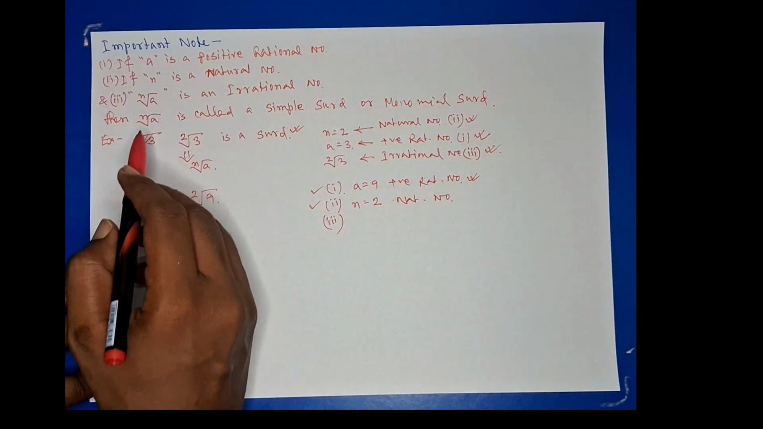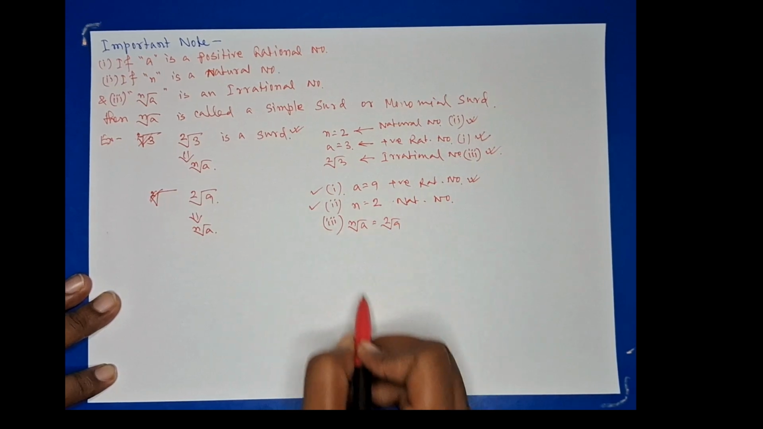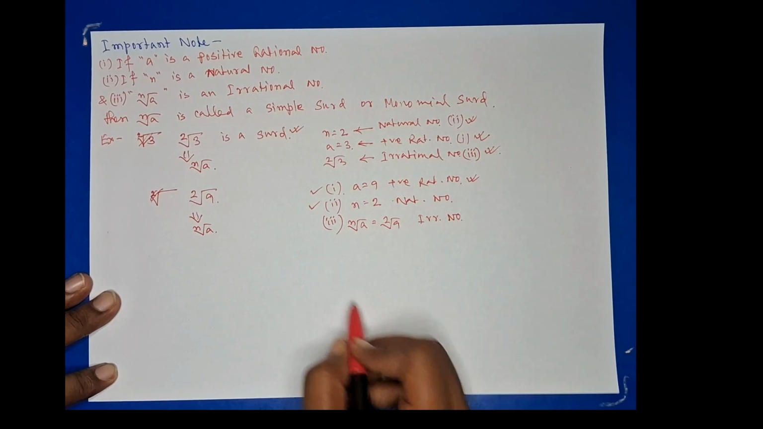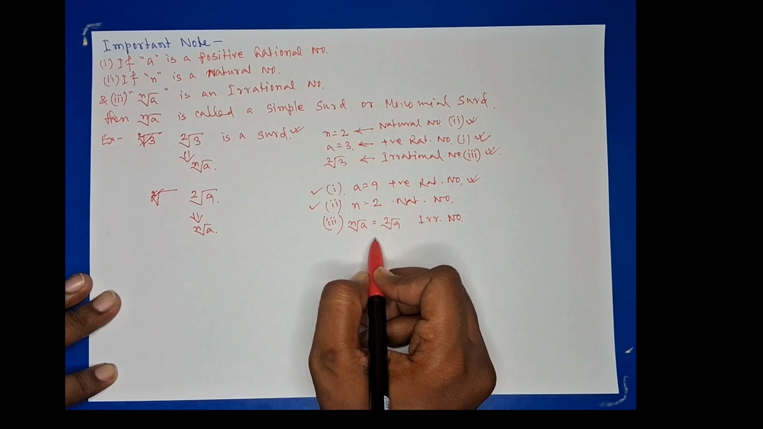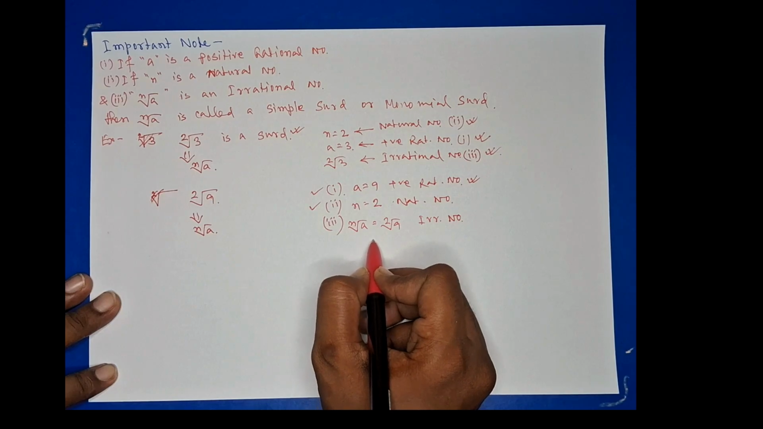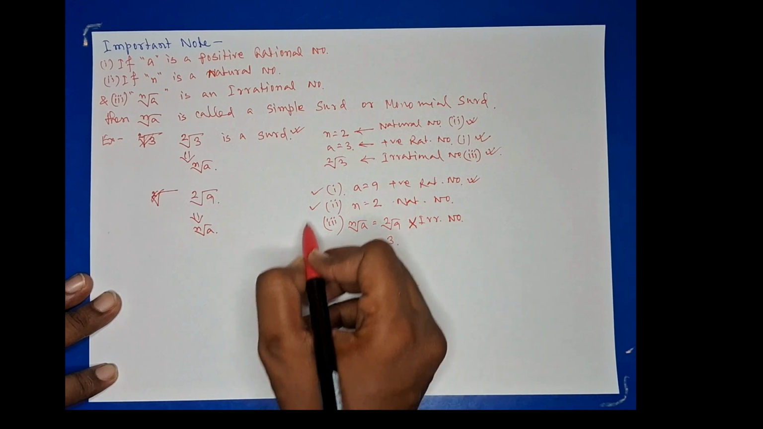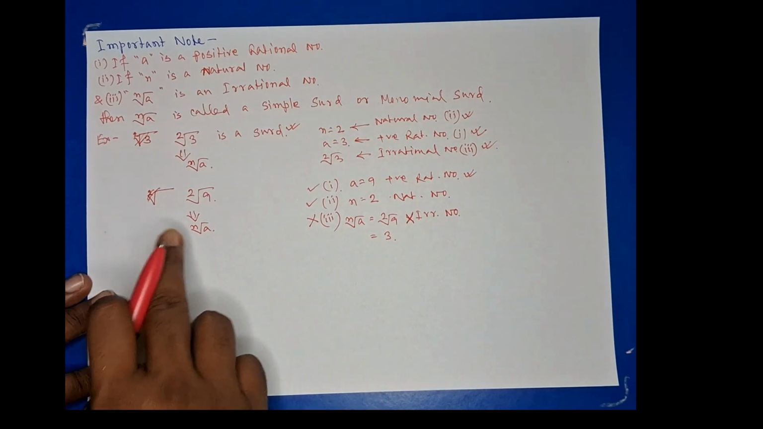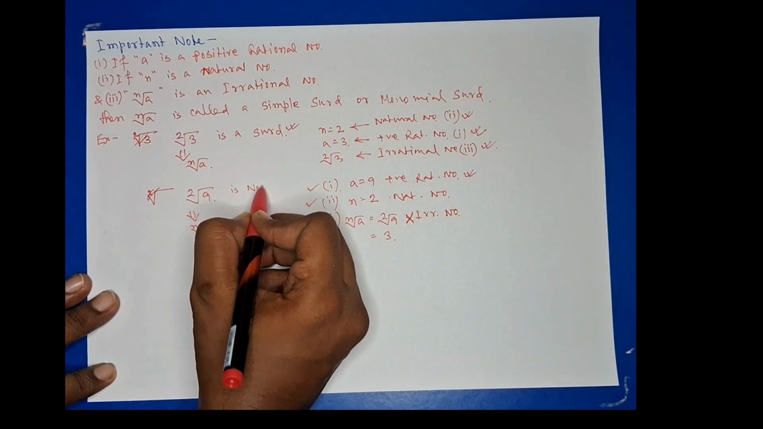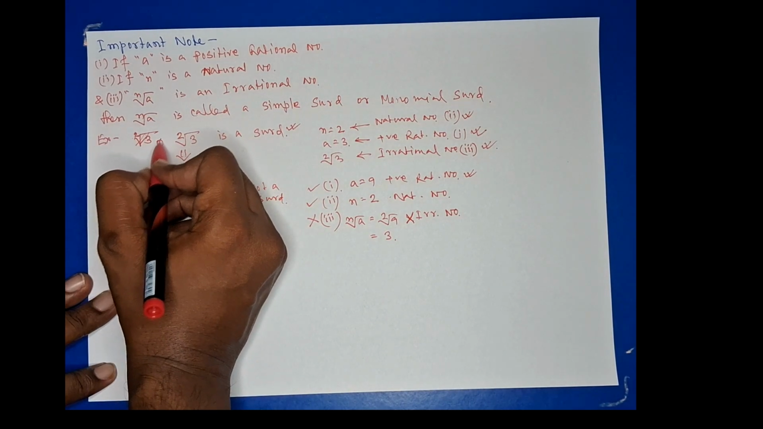Now let's see whether condition 3 also satisfies. nth root of a, that is 2 root of 9, has to be an irrational number. Whether the square root of 9 is an irrational number? No, this is equal to 3, which is not an irrational number. That means this does not satisfy condition 3. So the square root of 9 is not a surd. Okay, this is one example.